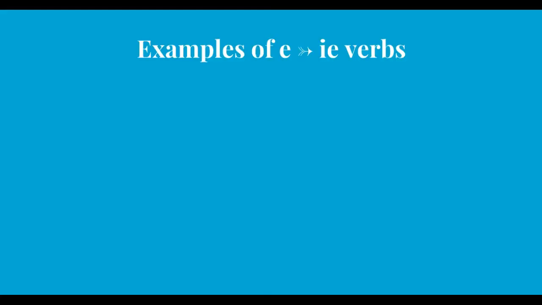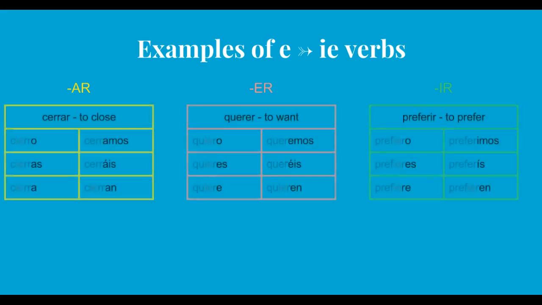Let's look at some examples of E to IE verbs. As you know, there are three different kinds of verbs: AR, ER, and IR verbs. Something about stem changing verbs that's important for you to remember is that they're still going to have the same endings as any other AR, ER, or IR verb. Here are a couple of examples. The verb cerrar is an AR verb, and you can see that each of the 6 forms has that typical AR ending. The ER verb querer has all of the traditional or typical ER verb endings, and the IR verb preferir has all of the same endings as any other IR verb.